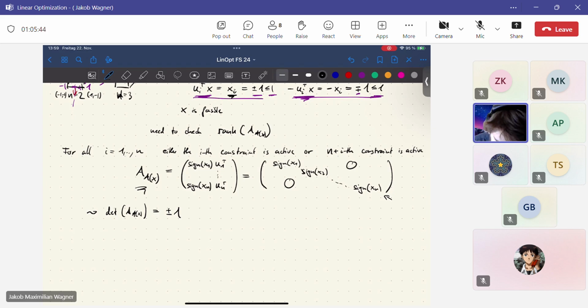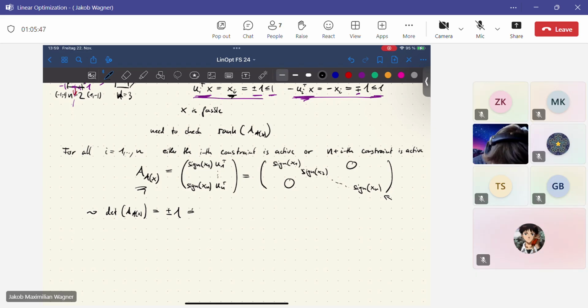And so because this is non-zero, we know that the rank of this matrix is n. So we really have all of these points x that we considered as vertices of the set. And so we have an example where if we increase the dimension, the number of equality constraints increases linearly with the dimension, but the number of vertices increases exponentially with the dimension.